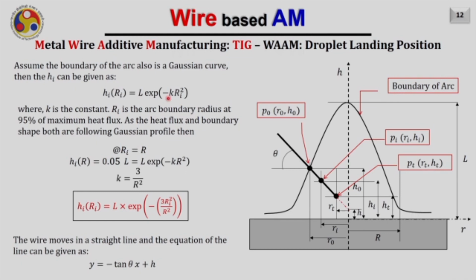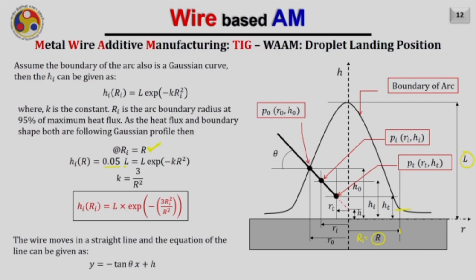Now how do I find out this constant k? We have already said R is the arc boundary radius at 90% of maximum heat flux. As the heat flux and the boundary shape both are Gaussian profiles, wherever Ri is equal to R, I am interested in this. So wherever the radius is equal to capital R, the height of the arc has been reduced by 95% of it. Hence it is 0.05 of the maximum height, that is L, right?